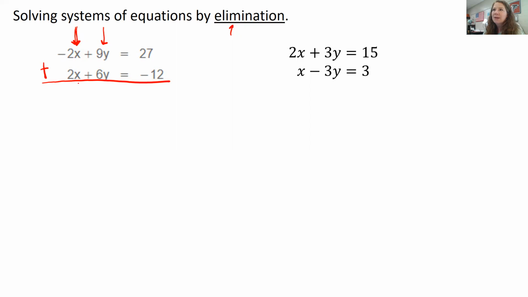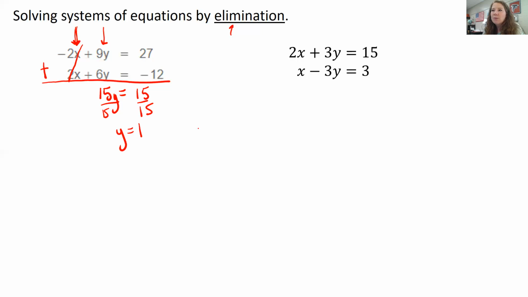Notice what happens. Negative 2x combined with positive 2x is 0, so those x's cancel each other out. 9y plus 6y is 15y. 27 combined with negative 12 is positive 15. Uh-oh, I forgot my y. It's 15y. And now look how simple this is, guys. This is a one-step equation. To solve for y, we're going to eliminate times 15 by dividing both sides by 15. So we already know that y is equal to 1.